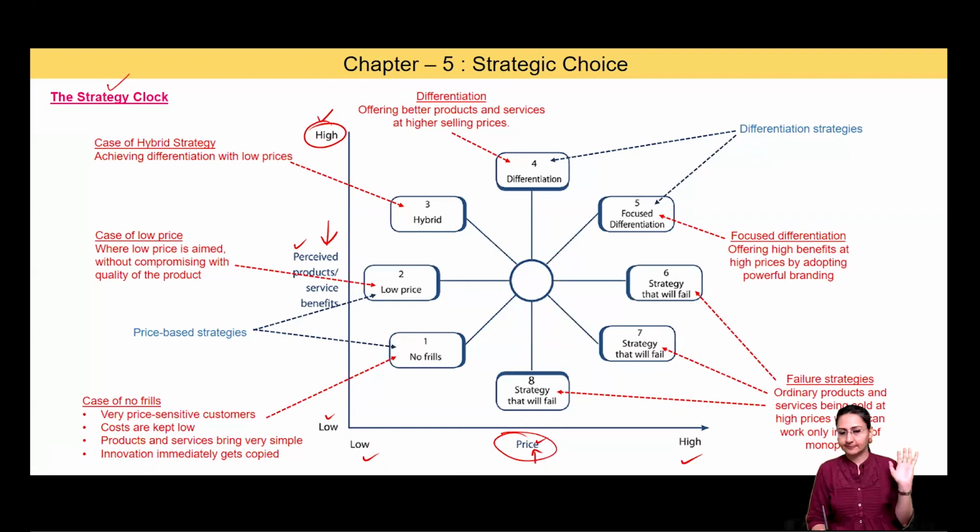The strategic clock gives that. One, no frills, where the price is low and the perceived value is also low, just like a matchbox. No frills is a case where the customer doesn't bother whether the matchstick belongs to XYZ company or PQR company. He doesn't bother. That's a no frills case.